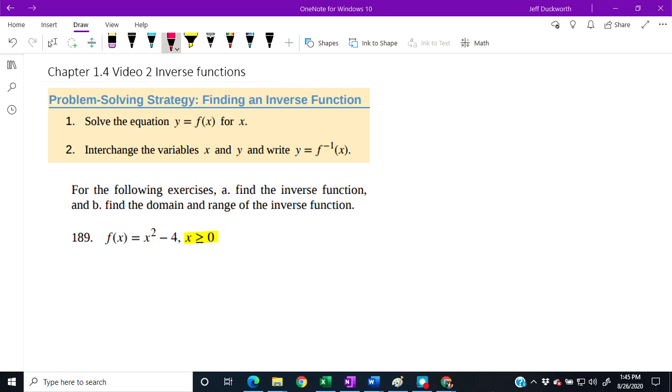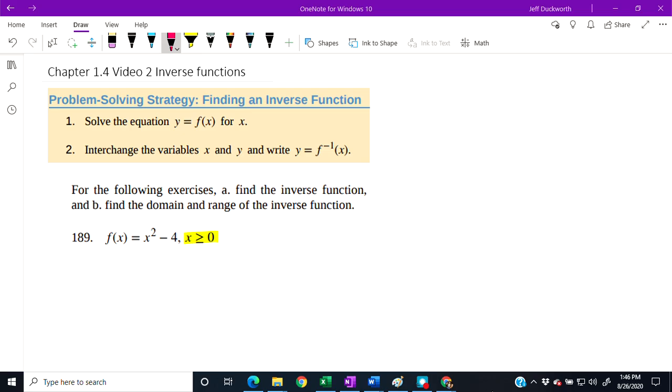What you do is you solve the equation y equals f of x for x. So you just set everything equal to x, and then you interchange the x and y values, and once you're done, you set the y equal to f inverse of x. The other method would be to just exchange the x and y's at the start and then solve for y, but it amounts to the same thing.